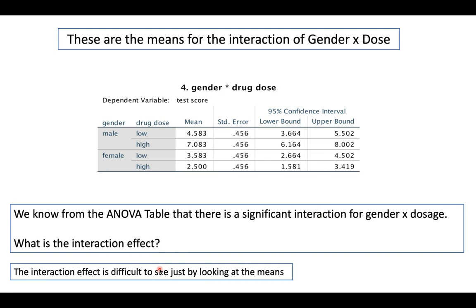However, next we need to interpret our gender by dosage interaction. We could do that by looking at the means tables here. It's just kind of broken down to be a little more clean. Right? We have our low males, our high males, our low females, our high females. But again, interpreting interaction effects from a means table is quite difficult. We prefer to just look at the figure.